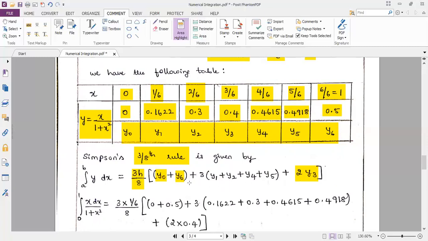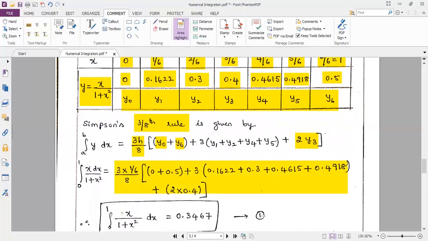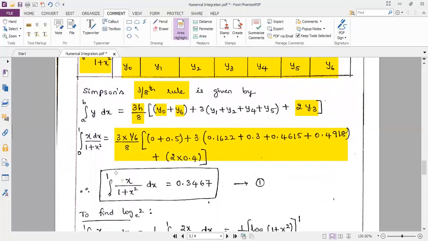This is the formula for Simpson's 3 by 8 rule when n is equal to 6. Substituting each of these ordinates from the table obtained, and h value is 1 divided by 6 in this case. So substituting all the values, we get the integral evaluation as 0.3467. That is, integral 0 to 1 x divided by 1 plus x square dx is 0.3467 approximately by Simpson's 3 by 8 rule.